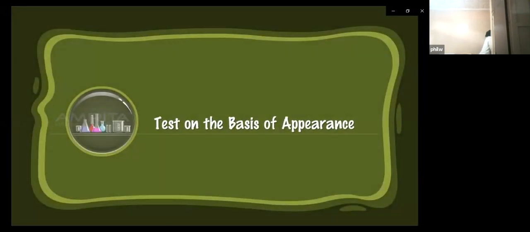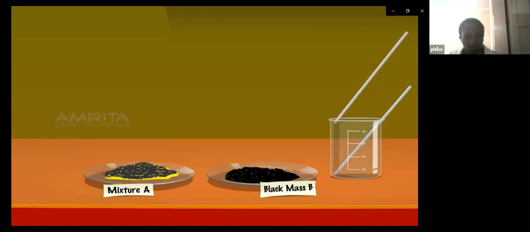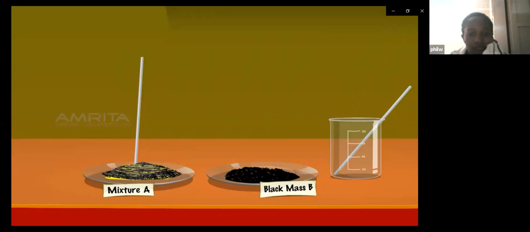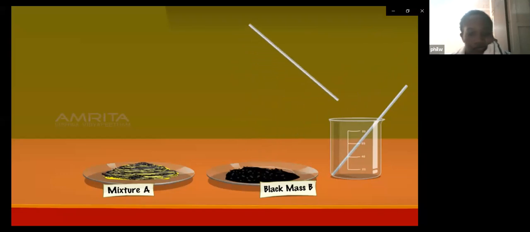Test on the basis of appearance. Take a small quantity of mixture A and black mass B in 2 different watch glasses. Mix the mixture A in the watch glass using a glass rod. You will see yellow powder in which some iron filings are visible. Then mix the black mass B in the watch glass using a glass rod. No iron filings are visible in the black mass B. Thus we infer that a mixture is heterogeneous and compound homogeneous in nature.